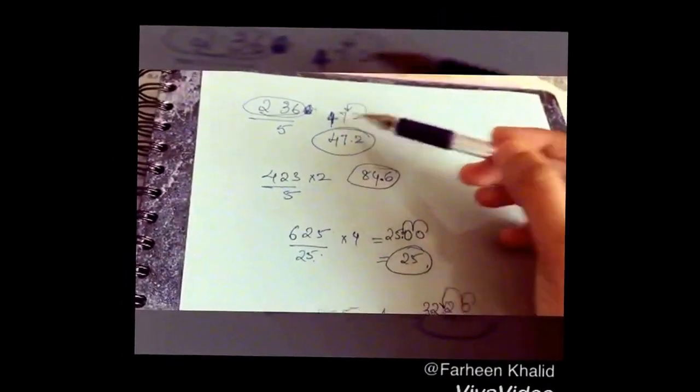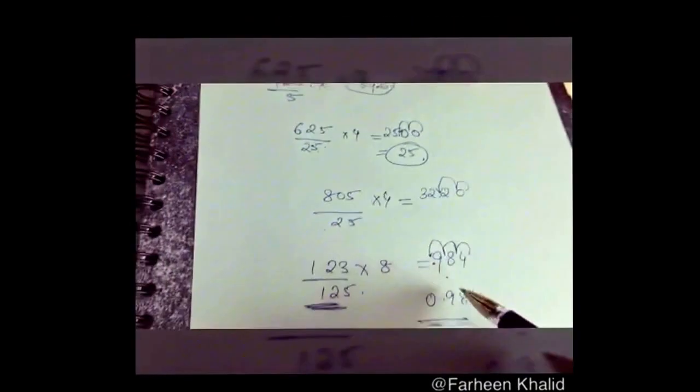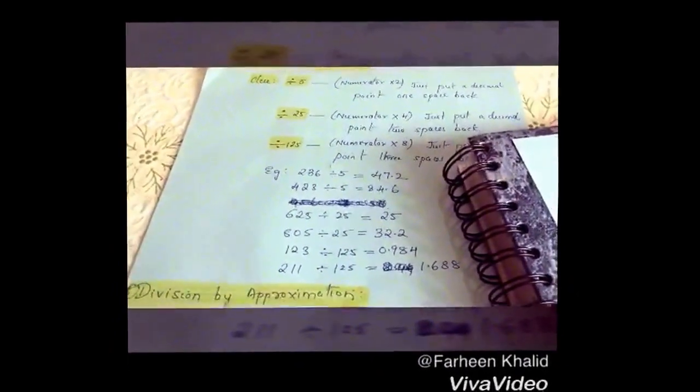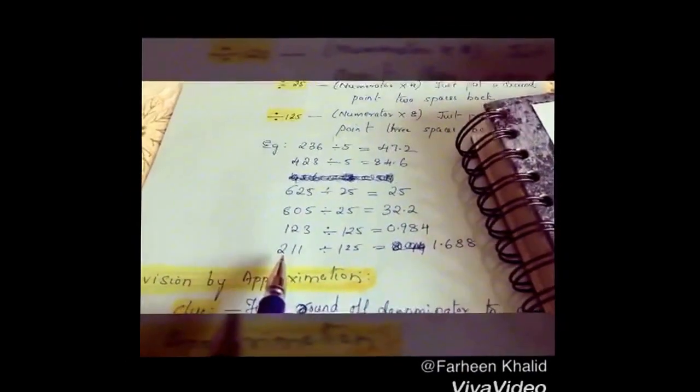Okay, so all you have to remember is you multiply by 2, 4 and 8, and you put the decimal points 1 space back, 2 spaces back and 3 spaces back. That's the only difference between dividing by 5, 25 and 125, whereas the procedure still remains the same. Let's take the last example. 211 divided by 125.